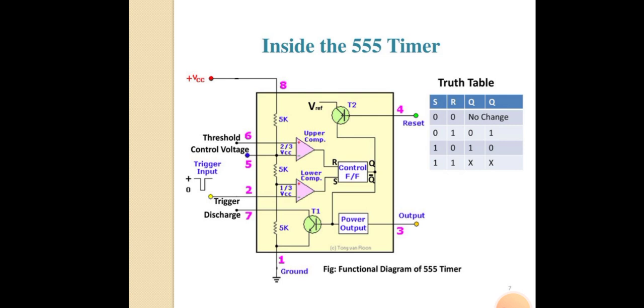The transistor is being used as a switch. It connects pin 7 to ground when it is closed. When Q is low, Q bar is high. This closes the transistor switch and attaches pin 7 to ground. When Q is high, Q bar is low. This opens the switch and pin 7 is no longer grounded.